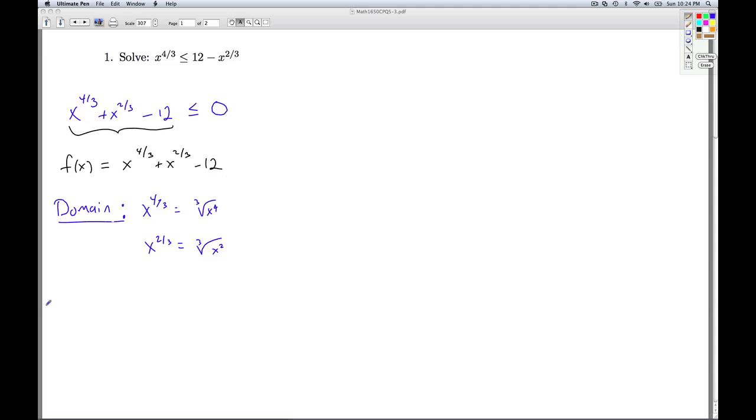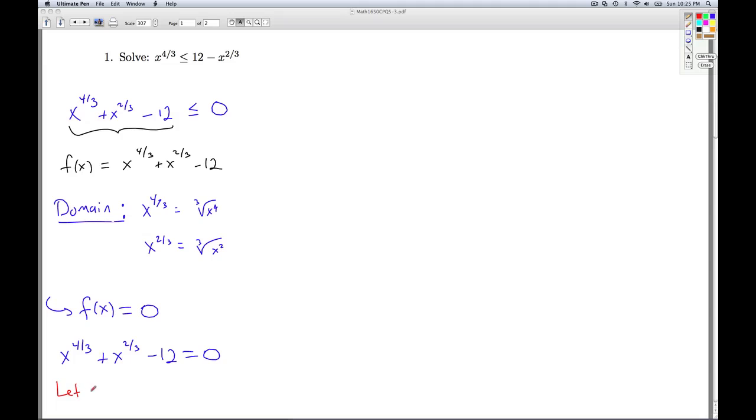So our next step then is to look where the f of x is equal to 0. So I set x to the 4/3 plus x to the 2/3 minus 12 equals 0. And the tricky bit about this is I have two different exponents here, and they're being added. The bases are being added, so there's no property of exponents I can use to help me out here. So I fall back and I look and notice that we have 3 terms, and the exponent on one term is exactly twice what it is on the other. That tells me this is a quadratic in disguise.